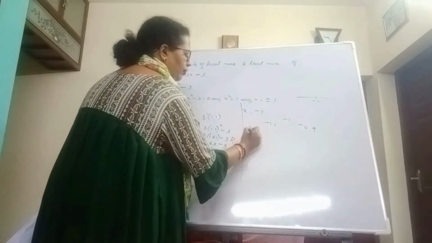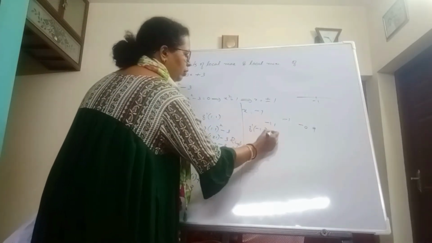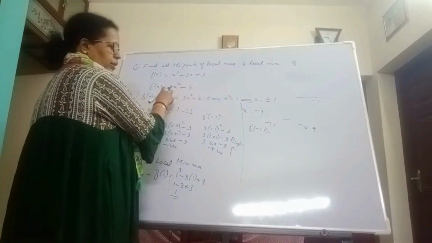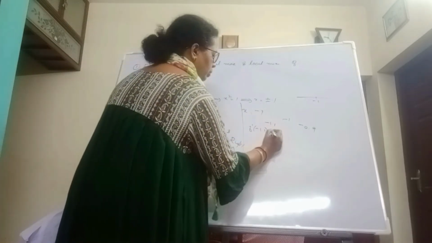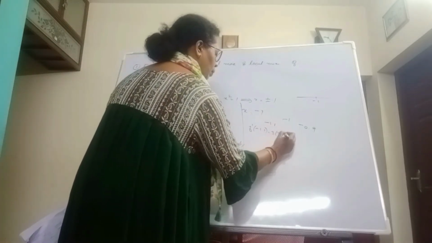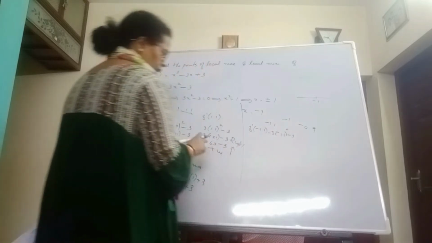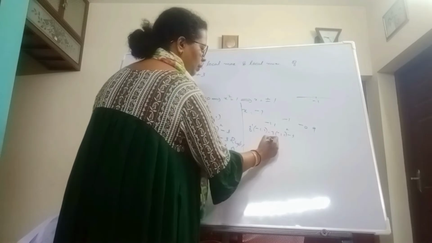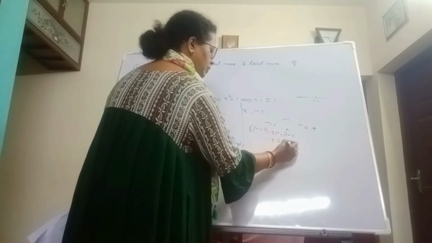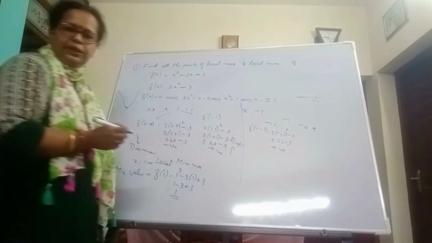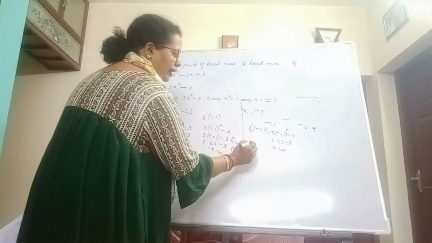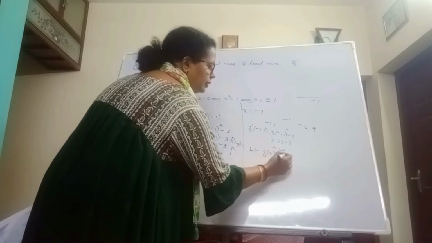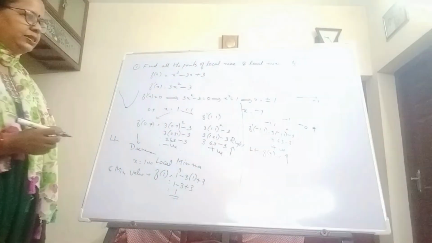So find the value f dash of negative 1.1. What is f dash of negative 1.1? In 3x squared minus 3, substitute x equal to negative 1.1. So 3 into negative 1.1 squared minus 3. Negative 1.1 squared is same as this one, 1.21. So we will get 3.63 minus 3, or it is positive 0.63. It is positive. So on left side positive means on left side f of x is increasing.